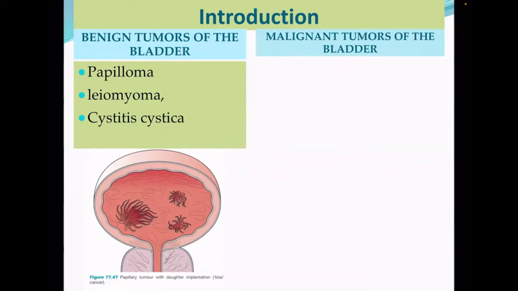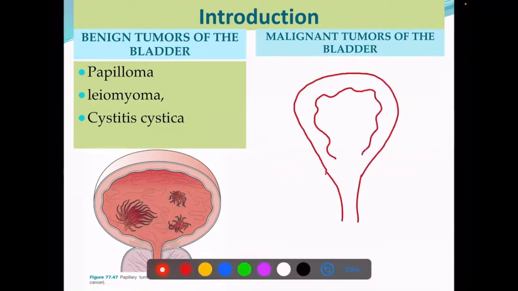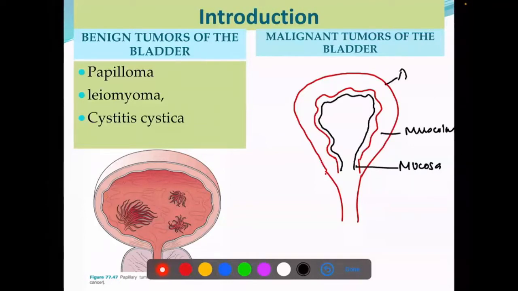So see over here. This is the urinary bladder. This is the mucosa, the muscular layer, and the outer layer is known as adventitia or serosa. So here, whenever we discuss malignancy of the bladder, the most common variety arises from the mucosa, that means the epithelial surface of the mucosa. Mucosa is lined by epithelium.